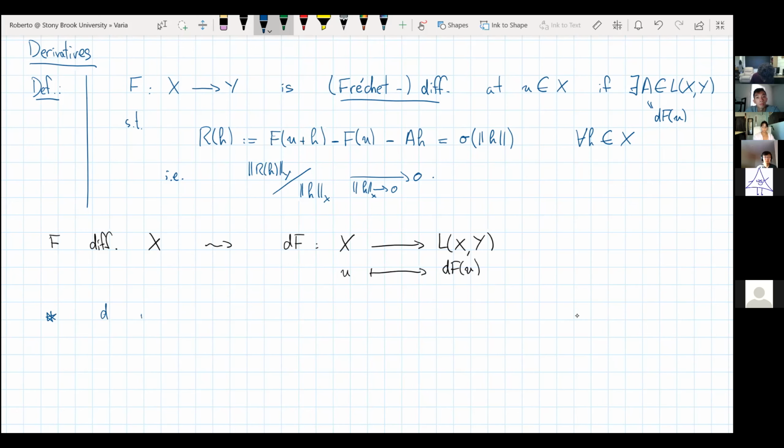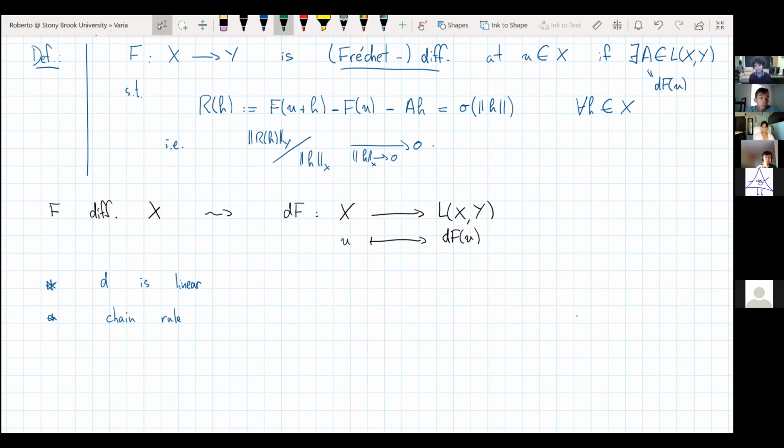So D is linear in f and satisfies the chain rule. This is actually coming from the definition. You just need to do a computation. It's easy and I won't go through that, but it's important to say that because this differential behaves in the way you want.